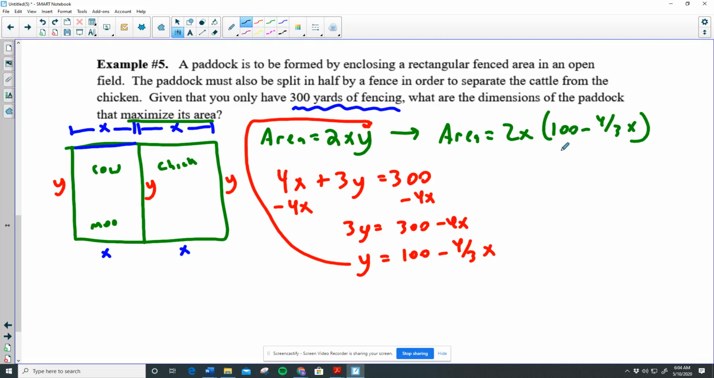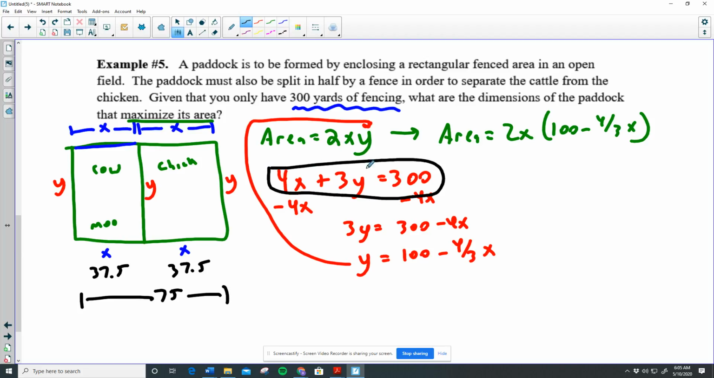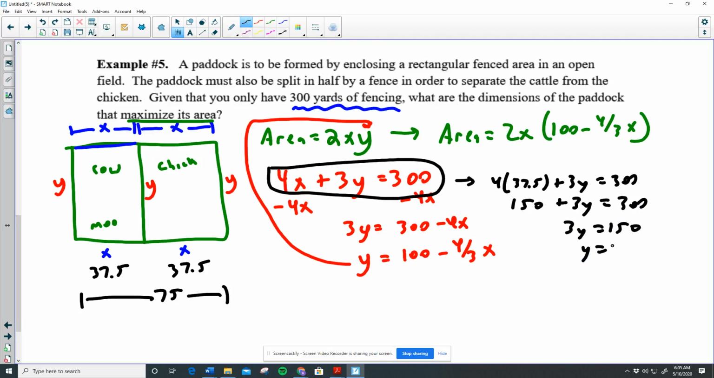So based on this, I have my answer. I know this needs to be 37.5. So this is 37.5. So this whole side is 75. And if this is 75 and this is 75, I can plug back into this equation right here to figure out what y is, right? I can do 4 times 37.5 plus 3y equals 300. And this is 150 plus 3y equals 300. And this gives me 3y equals 150, or y equals 50. So the answer here is that the dimensions of the entire paddock are 75 yards by 50 yards.